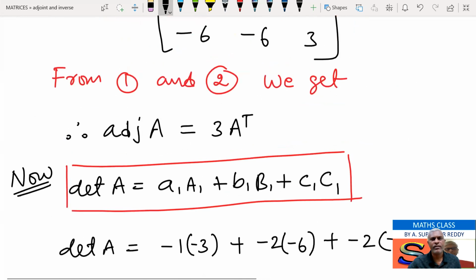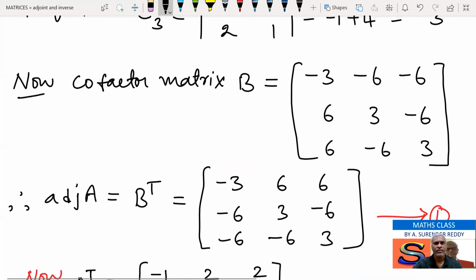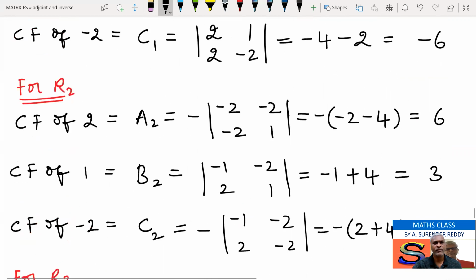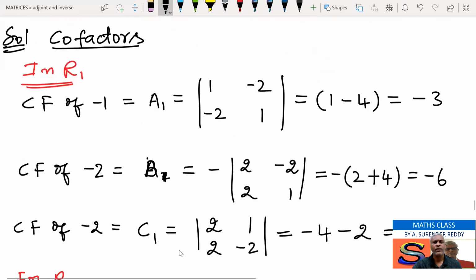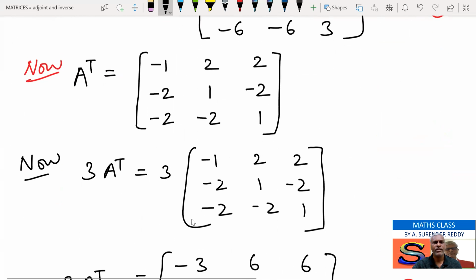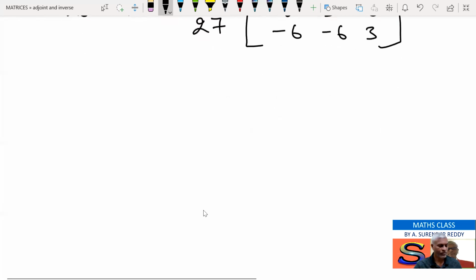Yesterday we practiced how to find the inverse and adjoint of 2 by 2 and 3 by 3 matrices, and in this one also we have practiced how to find the adjoint and inverse. So adjoint by det is the inverse. Let us practice another problem from the exercise.